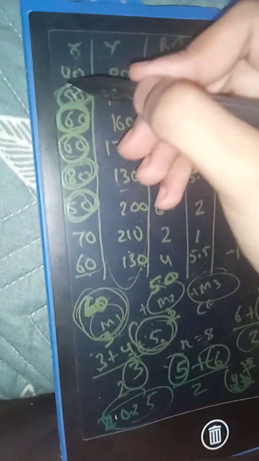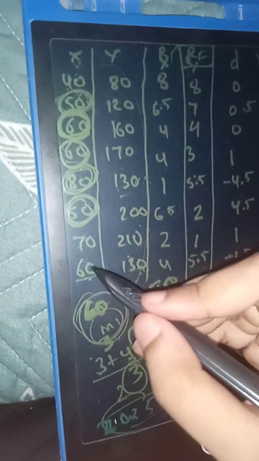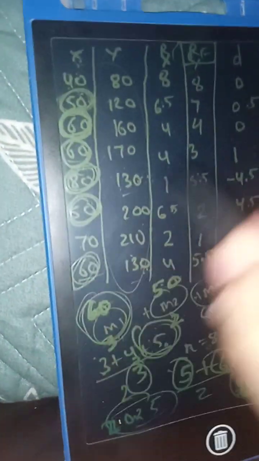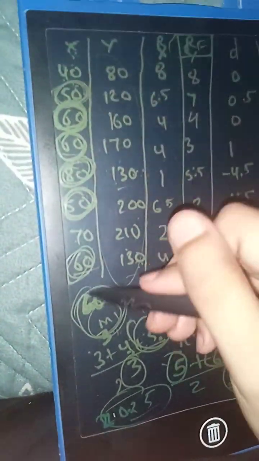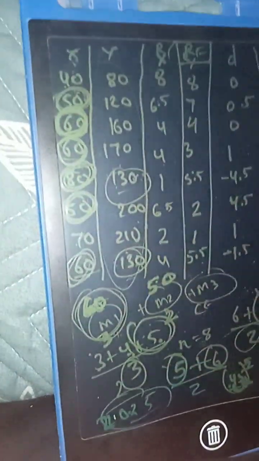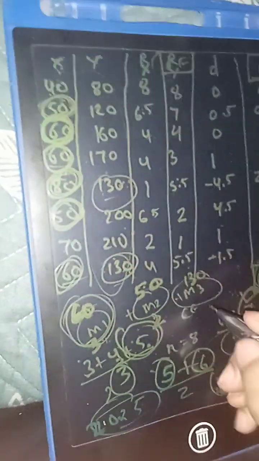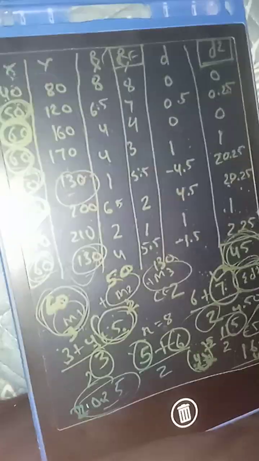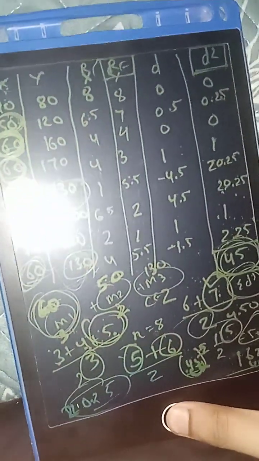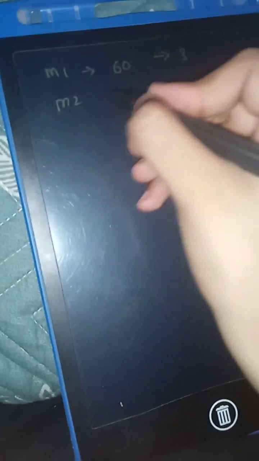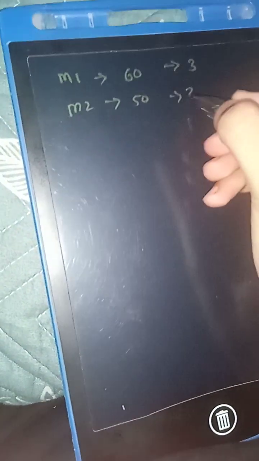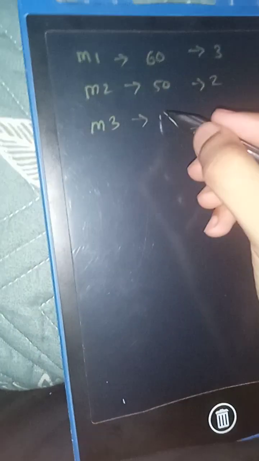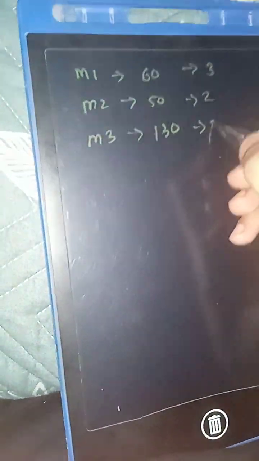In the y variable, 130 is repeating, but how many times? 2 times. I hope you got it till here. Let me just wipe this page out. So in M1, 60 is repeating 3 times. For M2, 50 is repeating 2 times, and for M3, 130 is repeating 2 times.